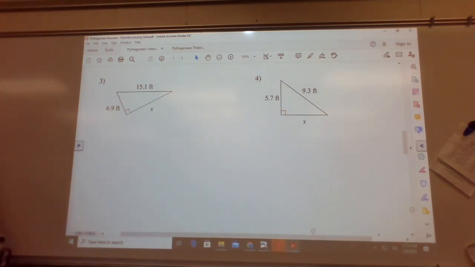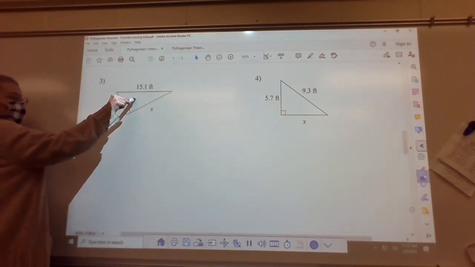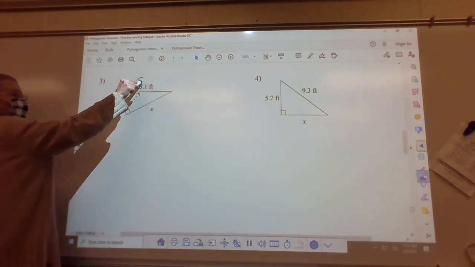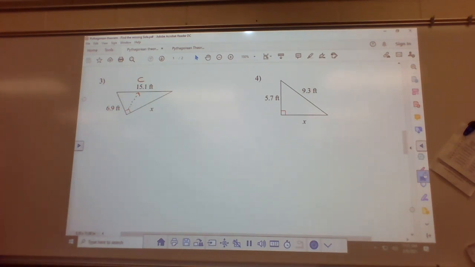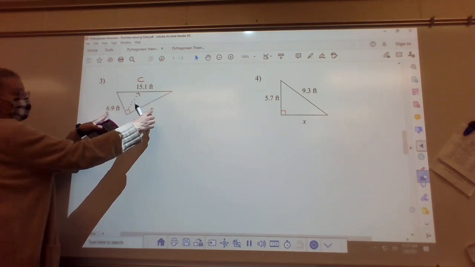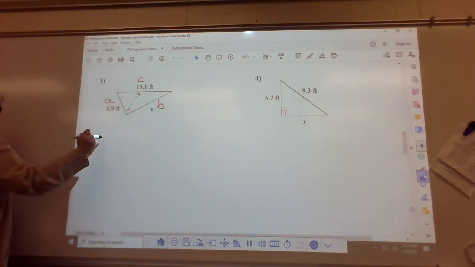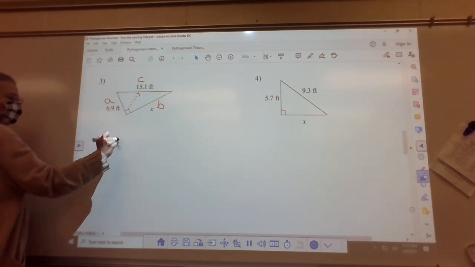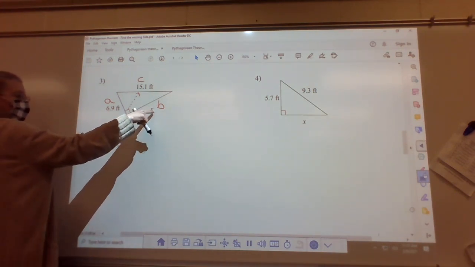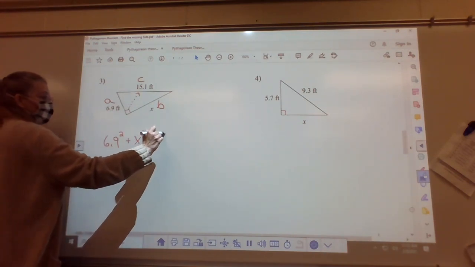So number 3, what's the biggest side? X. Not on number 3. 15.1. Yeah. Right, because here's my 90. Remember, it kind of points to the biggest side. So this time, the C is an actual number. The A and my B are these two, and again, it doesn't matter which one's which. So A squared, 6.9 squared. B squared, that's the one I didn't know. C squared, I do know.